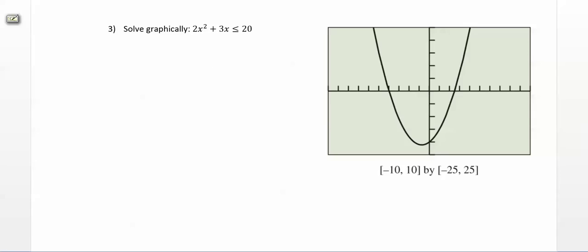Okay, so the first thing you do want to do in this case is, I mean, you could do it the other way where you separate it and you graph 2x squared plus 3x on one side and graph 20 on the other side, but in quadratics we know a lot about parabolas, so it's actually going to be nice to solve it by setting it equal to 0 first. So I'm going to subtract 20 from both sides. So we have 2x squared plus 3x minus 20 is less than or equal to 0.